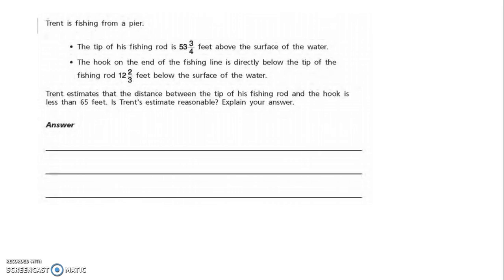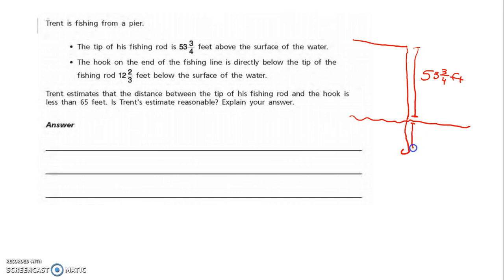Okay, as I look at this problem, probably the first thing I would choose to do is get a little picture going. So he's got this fishing rod, pretend it was going straight across. And from that fishing rod, he drops a line down. And 53 3/4 feet down, you have the surface of the water. So he's saying if you go a straight line distance down, if you go down 53 3/4 feet, you'll hit the surface of the water. And then that fishing line continues underneath the water. And then at the bottom, there's this little hook.